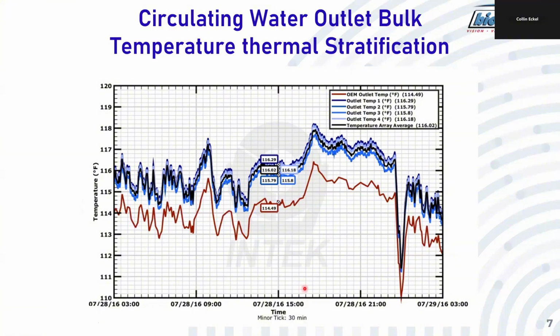Included on this plot in blue are the 4 outlet temperature measurements that we installed, with the black as their average, and the red value is the OEM temperature sensor that was installed at this plant. And there is a large discrepancy between the OEM temperature measurement and the 4 installed measurements of approximately 1.5 degrees Fahrenheit, which would translate into large errors in cleanliness factor.